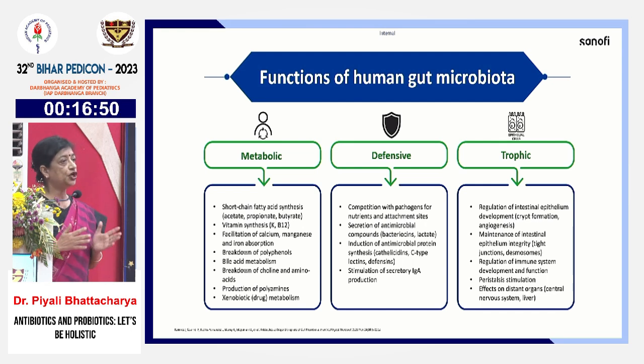जब हम functions की बात करेंगे तो number 1 is metabolic function. Metabolic function माने short chain fatty acids, digestion, breakdown of polyphenols, and then bile acid metabolism. That is one thing where it acts very much. अब आप defensive action की बात करोगे तो defensive action में many of these microbes actually produce bacteriocins, vitamins, and they also stimulate the IgA secretions. So that way they are responsible for enhancing defensive mechanisms. And the third is the trophic function. So this is again a regulation of the intestinal epithelium.